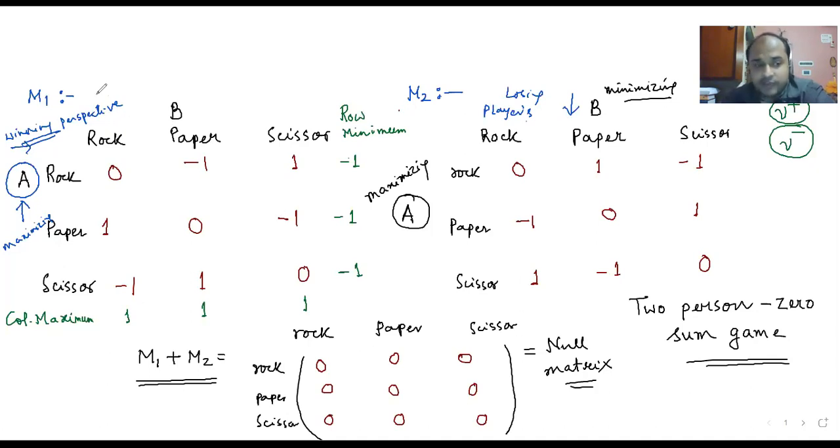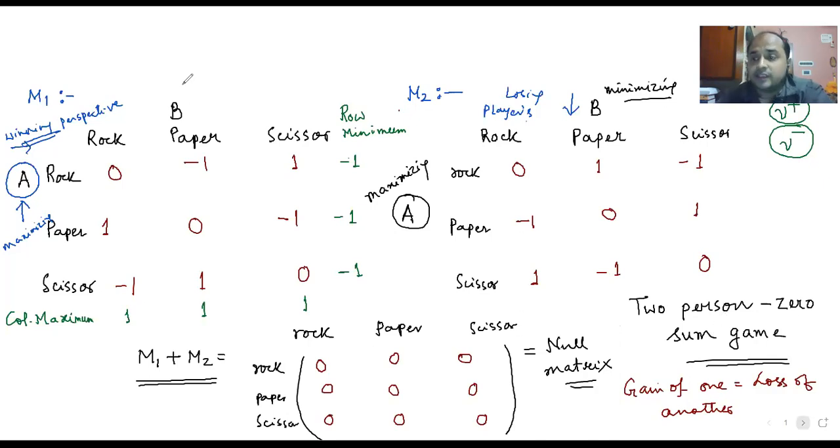So it is obvious that if we add the two matrices M1 and M2, we get M1 plus M2, and that becomes the null matrix. And it is true for all such matrices. Since two players are involved in the game, this game is called a two-person game. And the loss of one player, since the gain of one is equal to the loss of another, and since the sum total is 0, this type of game is called a two-person zero sum game.